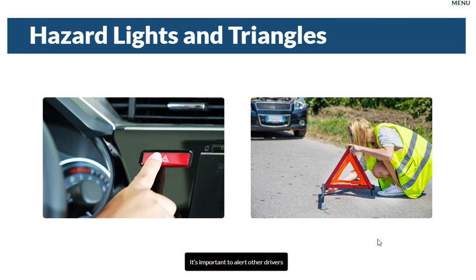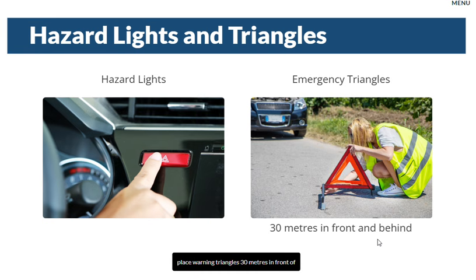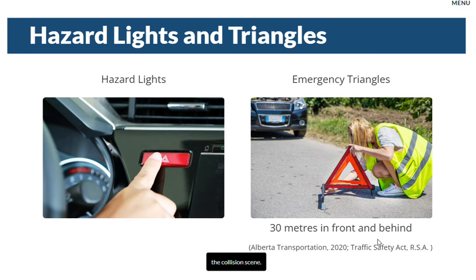It's important to alert other drivers that there's been a collision to help prevent further damage or injury. Start by turning on your hazard lights. In Module 7, we talked about including warning triangles and a vest in your emergency kit. To keep the collision scene safe, place warning triangles 30 meters in front of and behind the vehicle. Remember to stand clear of the collision scene.